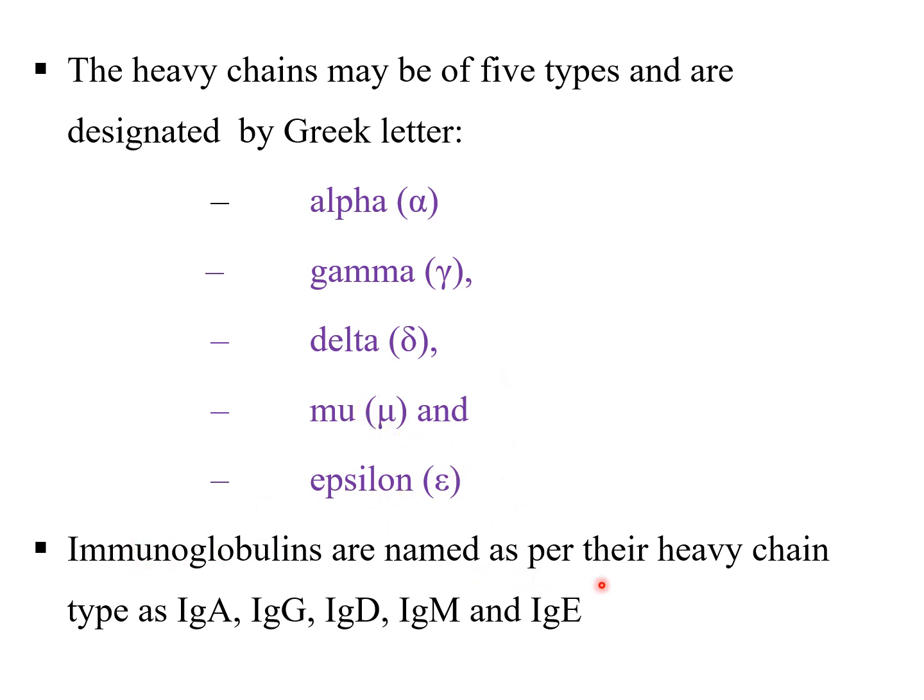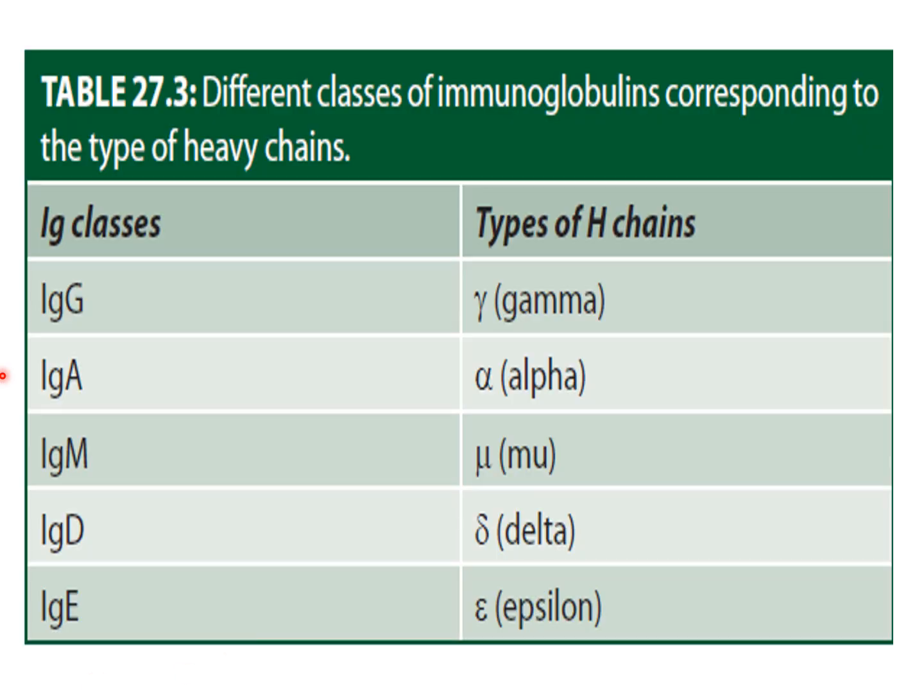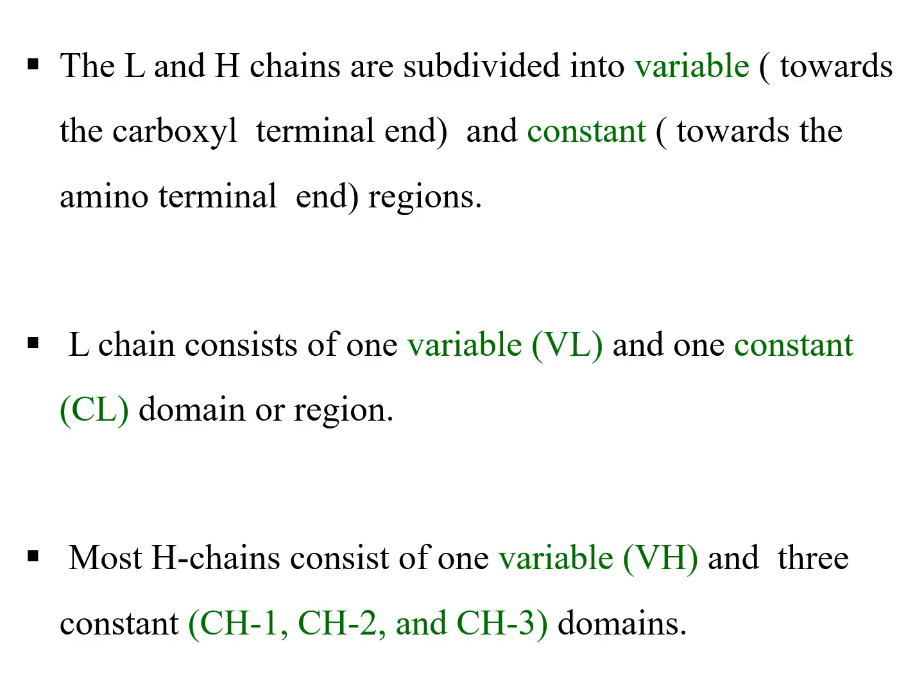Immunoglobulins are named as per their heavy chain content. So different types of immunoglobulins have different types of chains. In IgG, it is gamma; in IgA, it is alpha; in IgM, it is mu. IgD contains the delta heavy chain. IgE contains the epsilon heavy chain.